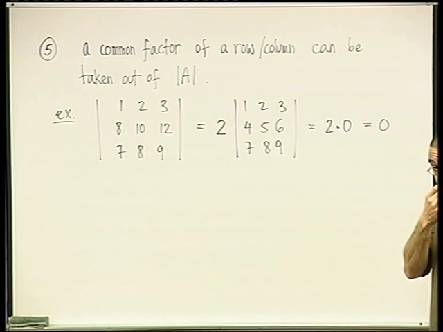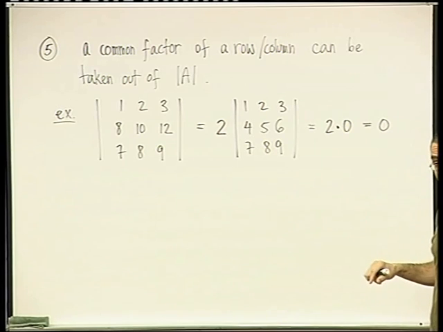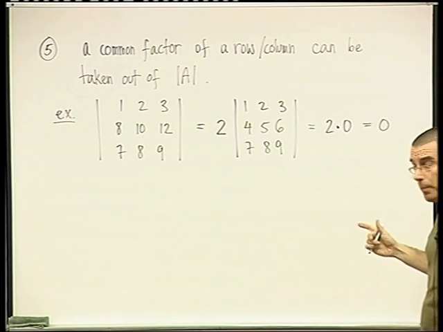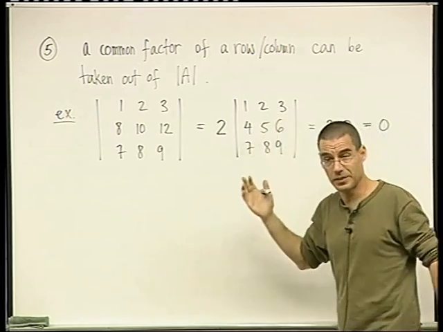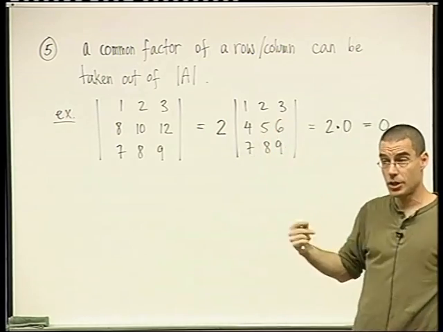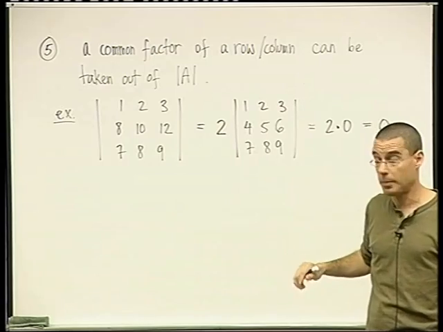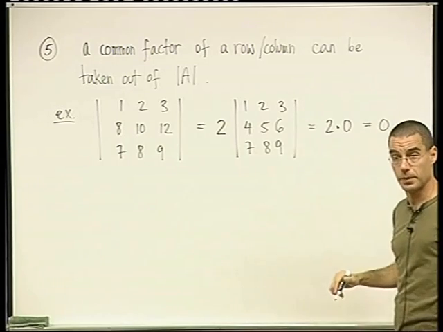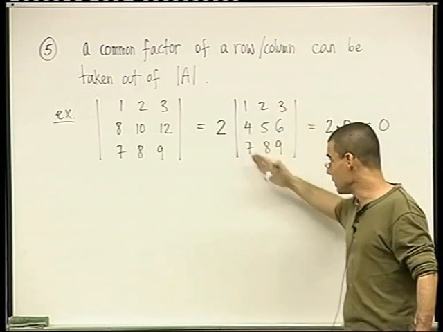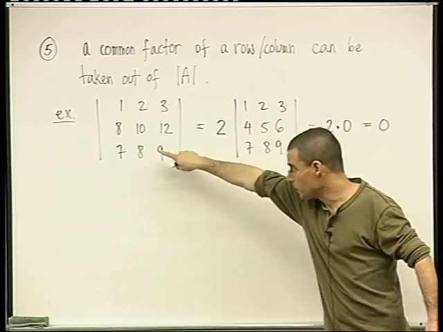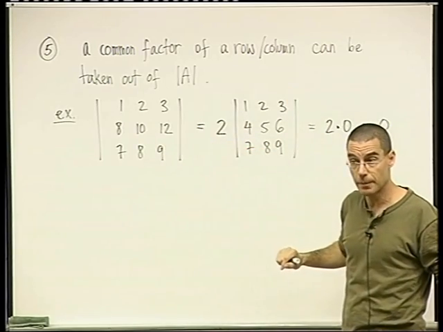Again, this is different than row operations. In row operations, multiplying a row by a scalar didn't change the system, for example. Here it does. A scalar shows up. Here the determinant was something. The determinant of this is 2 times the something.